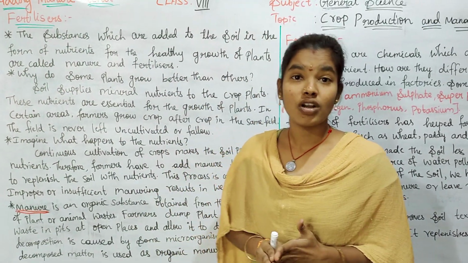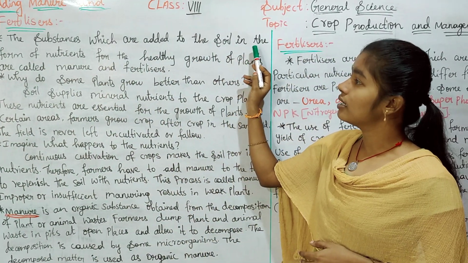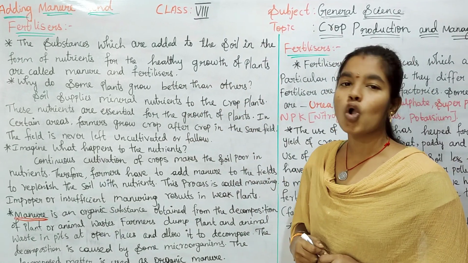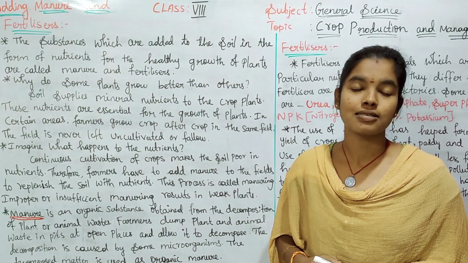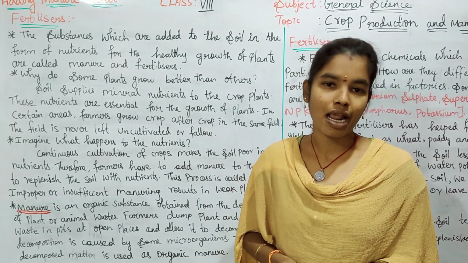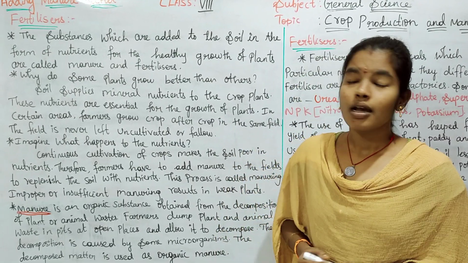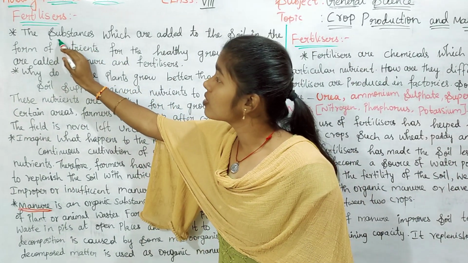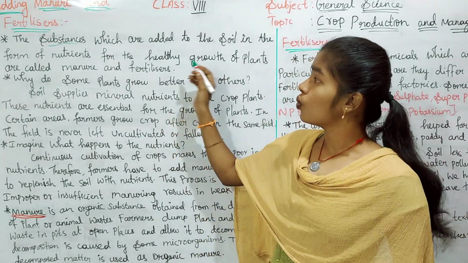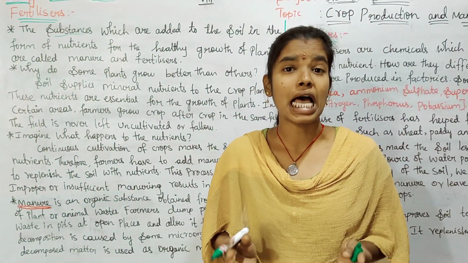Adding manure and fertilizers: the substances which are added to the soil in the form of nutrients for the healthy growth of plants are called manure and fertilizers. Before starting, you must know what exactly manure and fertilizers are. Manure and fertilizers are substances which are added to the soil.